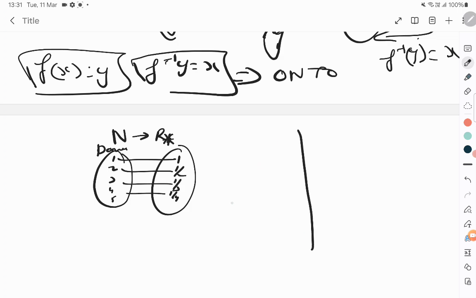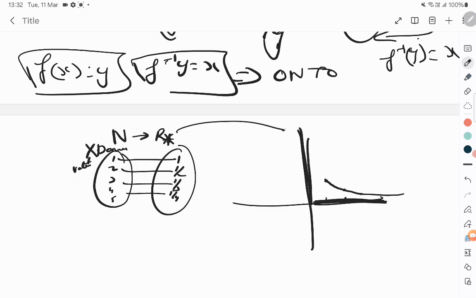If you draw this graph, since it is only natural numbers, it is only in the first quadrant. There are no negatives because the x values, your domain, are all only positive values. So it's 1, if it's 2, it's 1 by 2, if 3, it's 1 by 3. And the graph itself starts from here and goes like this only.